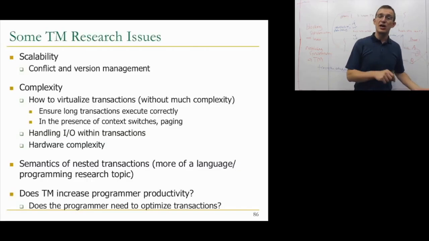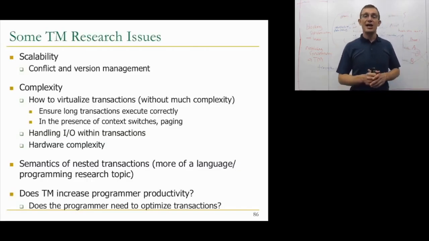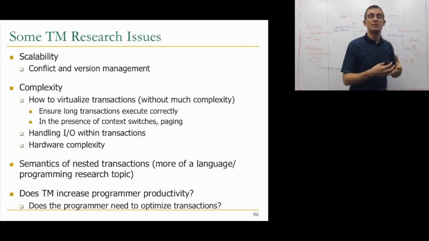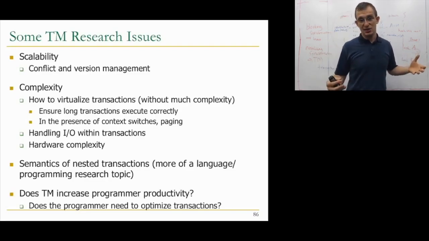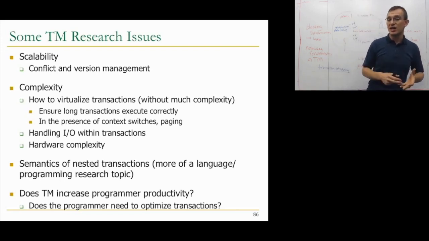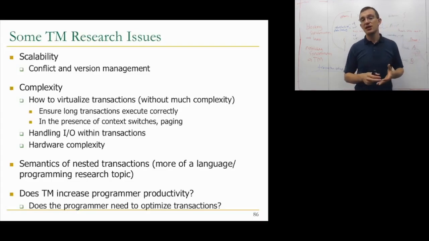In the presence of context switches and paging, how do you actually save transactional state? Especially if you have hardware transactional memory, how do you keep track of read and write sets when you actually need to move the transactions to software if you have hybrid transactional memory? Handling I/O within transactions is interesting, and hardware complexity in dealing with all of this is interesting.